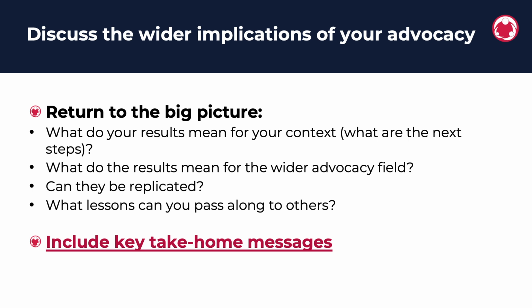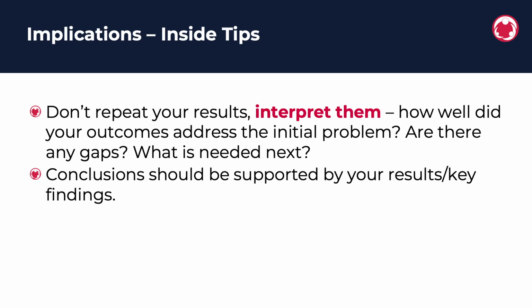This section is where you return back to the big picture. You should report what your results mean for your context, what are the next steps, what do the results mean for the wider advocacy field, could they be replicated in other countries, and what lessons can you pass along to other advocates? This is where you would include any key take-home messages. The biggest tip for this section is to not repeat your findings, rather interpret them.